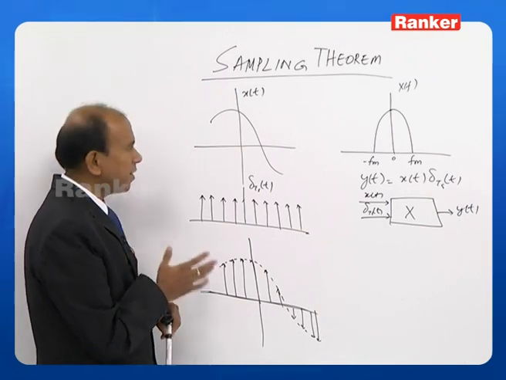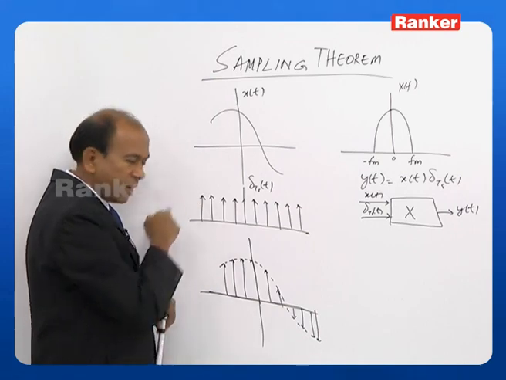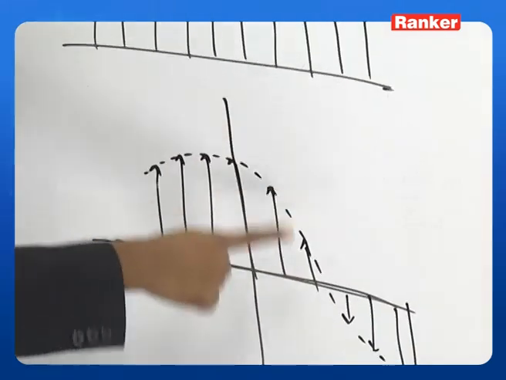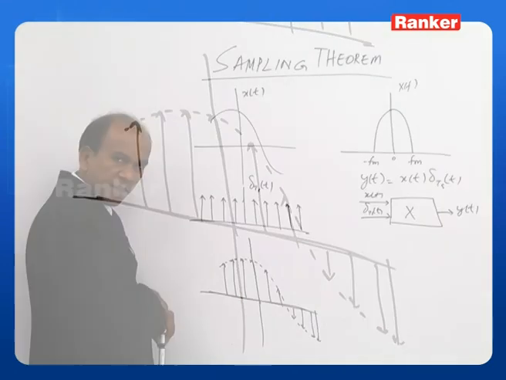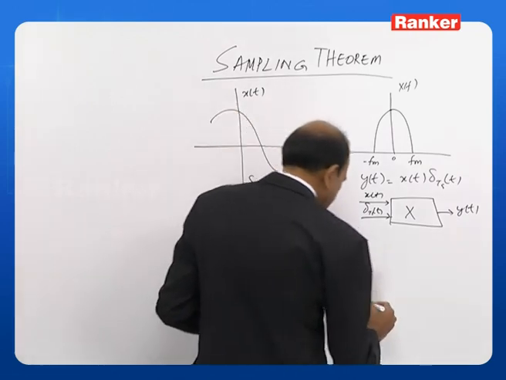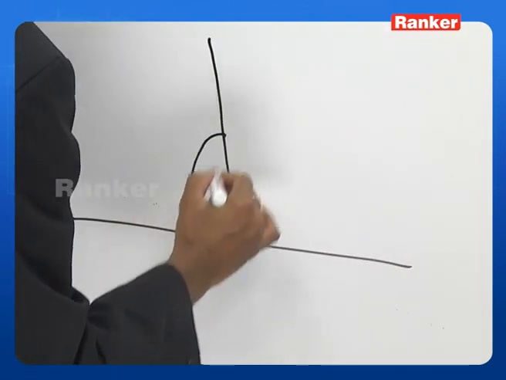Now, what do we have? We have a continuous time signal. We are multiplying it with the impulse train. This is what I will get. This is my discrete time signal. This is my y of t which we got here. Now, what is Y of f? We will understand this a little later. Y of f will look like this.